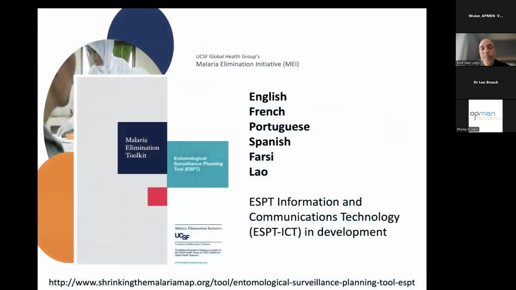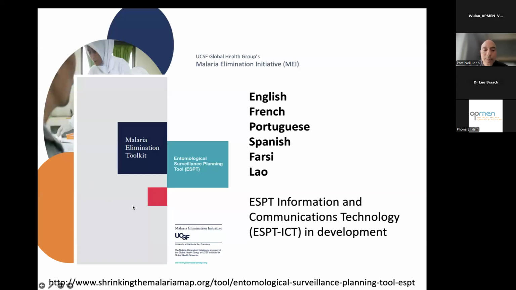The ESPT is available in multiple languages: English, French, Portuguese, Spanish, Farsi, and Lao. There is also an ESPT ICT, which is the Information Communication Tool, which we will use on day 4, which is basically you work through it online. You work through the whole question online, and it helps you make decisions.